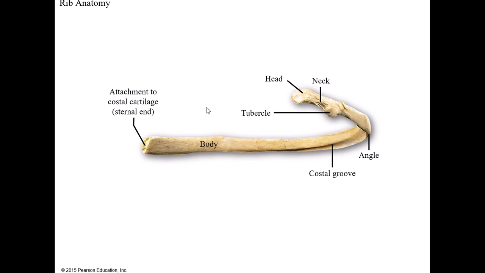So let me show you two parts of the rib for a moment. We're going to go over this in the next part of our video. But this part of the rib here is called the rib head. Then there's a little constricted area called the neck, and then there's a bump. This is called the tubercle of the rib. And so it always goes head, neck, tubercle.